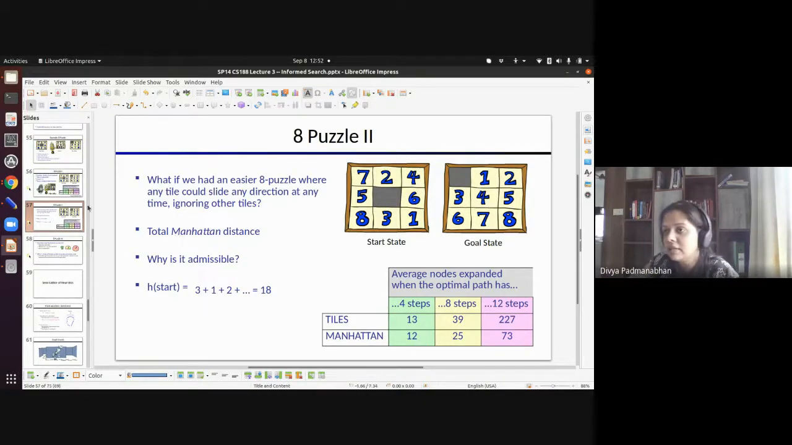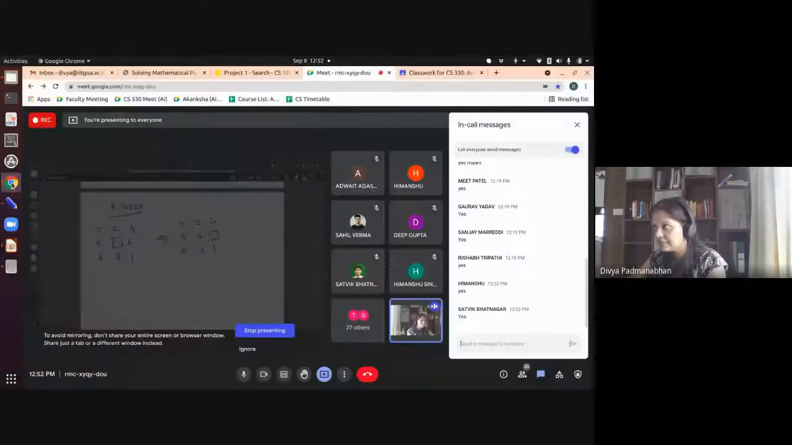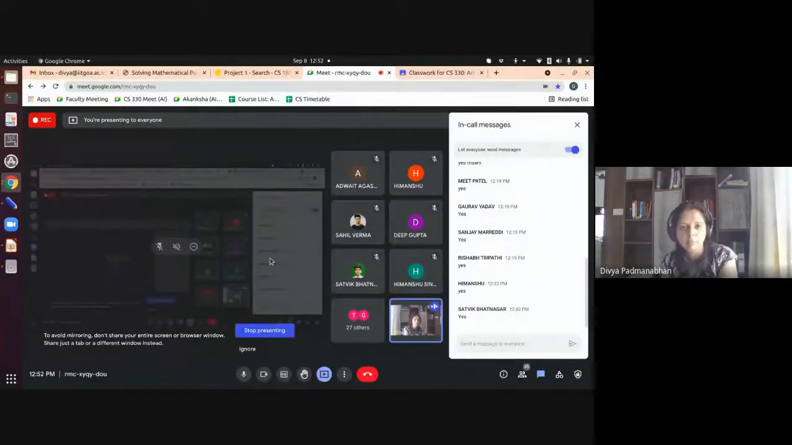So there are 2 heuristics we have talked about here. What is the right heuristic to use? How do you make a choice between these 2? There is a systematic way you could do this, and that's what we will do in maybe tomorrow's class, because I think we're running out of time now.